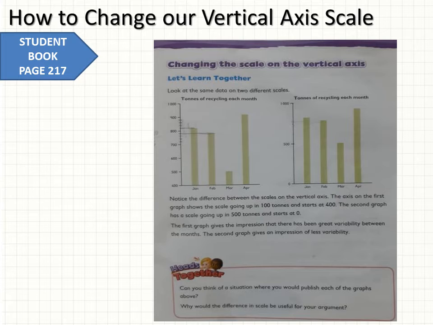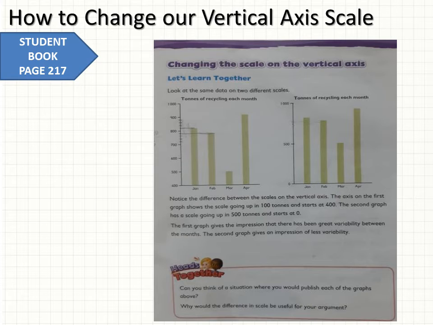Now, the information, or the data, is the same. The months are the same. The only thing that is changing is that the scale on the first graph is different from the scale on the second graph. Why? The first person here added 100 to make the next number. The second person is adding 500 to make the next number. Now let us see the information we have in the book. It says, notice the difference between the scales on the vertical axis. That's the difference I just explained to you.